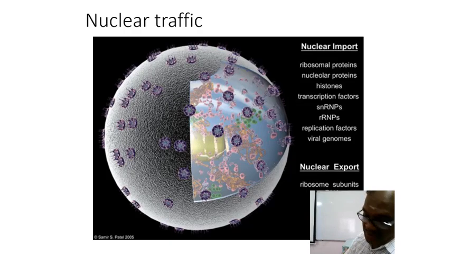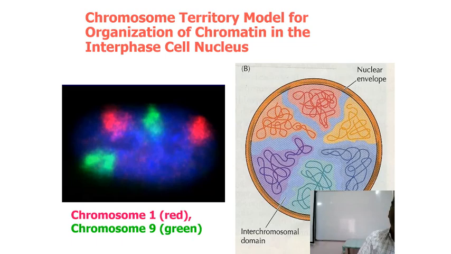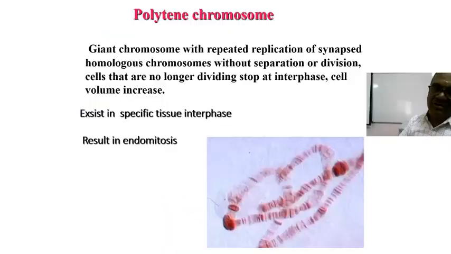And the chromosome territorial model for the organization of chromatin in the interphase cell nucleus. So what is interphase? It is the phase between cell divisions, between mitoses: the whole of G1, G0, and the S phase, totally called interphase. How the chromosomes are arranged in interphase, then how the divisions occur, we'll see later. Then what are the variations in the chromosome?